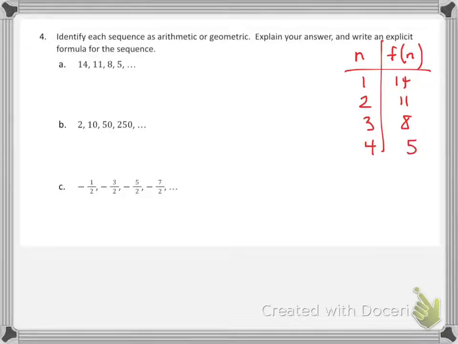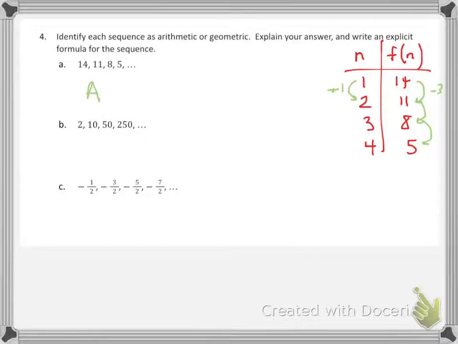If my independent variable changes by 1 every time, well, it looks like it does, right? Plus 1, plus 1, plus 1. Then check your dependent variable, and that's a change of a negative 3. And again a negative 3, and again a negative 3. So this looks like it's going to just be subtracting 3 here, and that makes this arithmetic.